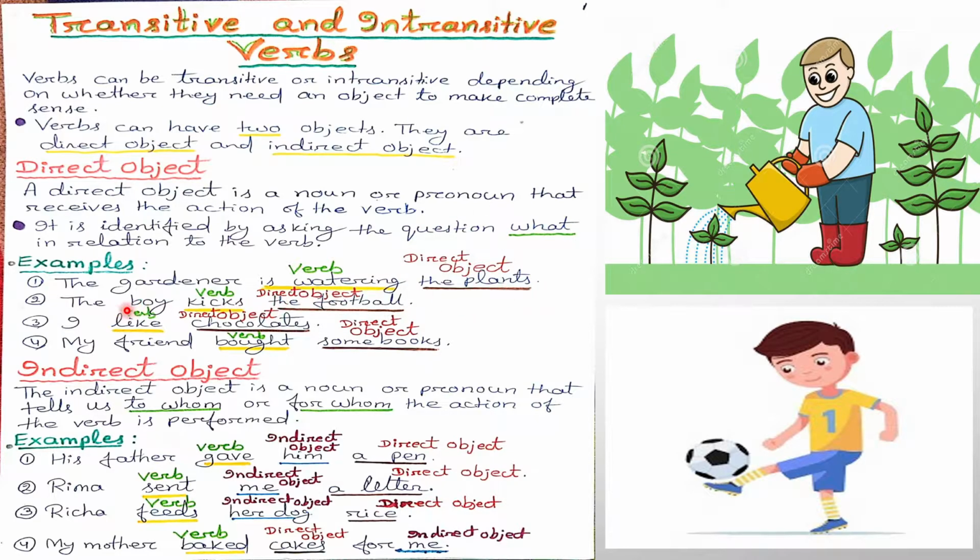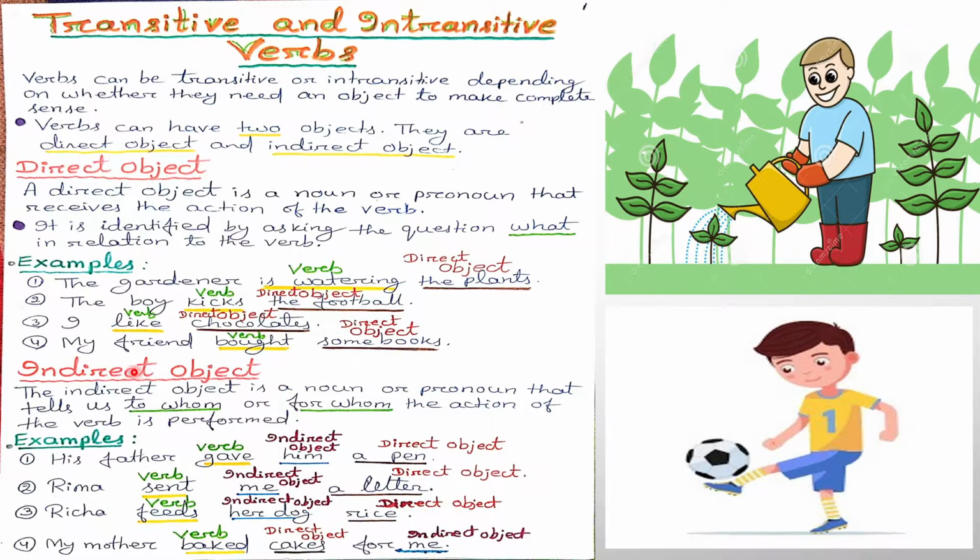The boy kicks the football. What does the boy kick? The answer is the football. The football is your direct object. I like chocolates. What do I like? The answer is chocolates. Chocolates is your direct object. Number 4, my friend bought some books. What did my friend buy? The answer is some books. Some books is your direct object.